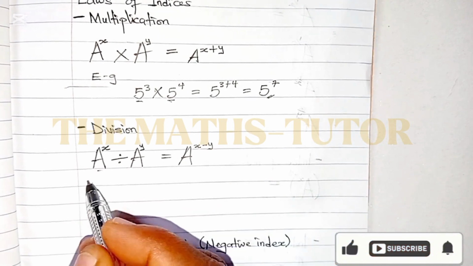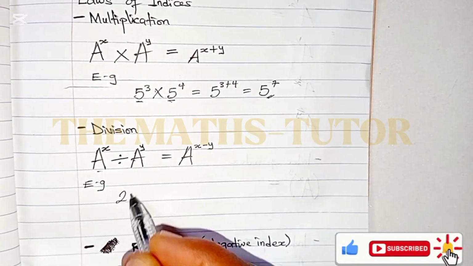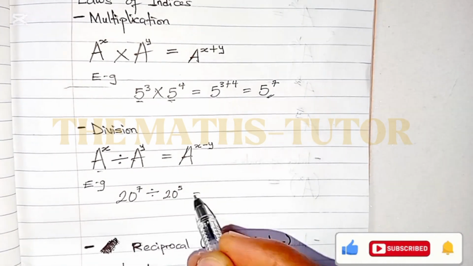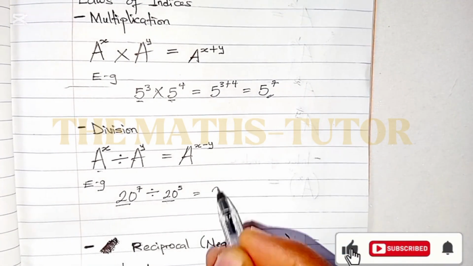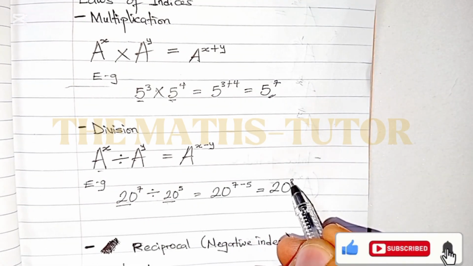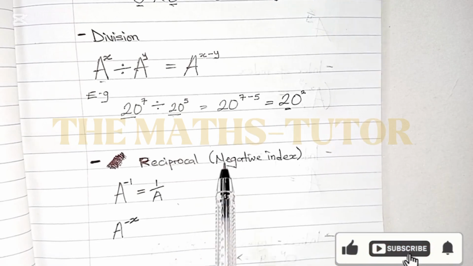The second law is the division law, whereby having the same base, we subtract the indices from each other. So looking at the example, we can see that the base is 20, so we can subtract 5 from 7 and the value will give us 20 raised to the power of 2.